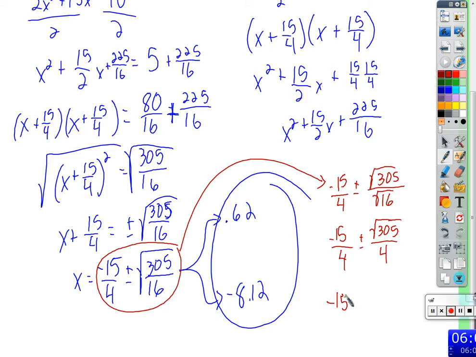Negative 15, that means that what we could do is add these as fractions with common denominators. We get two fractions out of that, one where we add the square root of 305 to negative 15, one where we subtract the square root of 305 from negative 15. So we would add and subtract the square root of 305, and that would all be over 4.